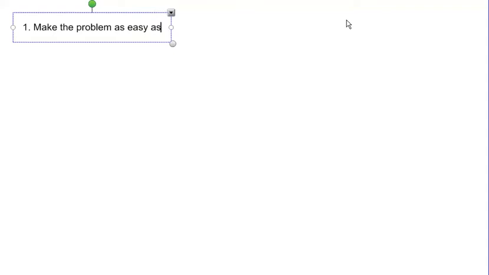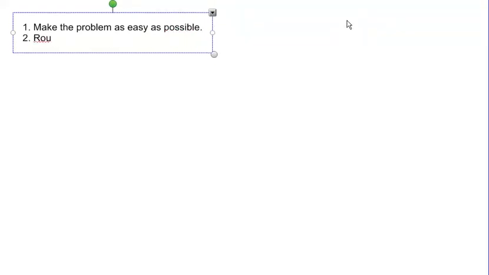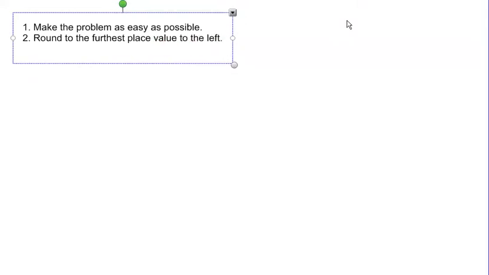Rule number 1 is make the problem as easy as possible. Rule number 2, round to the furthest place value to the left. That's the only way I can think to make it as easy as possible. And rule number 3, single digits stay the same.